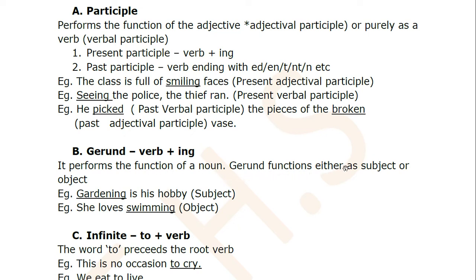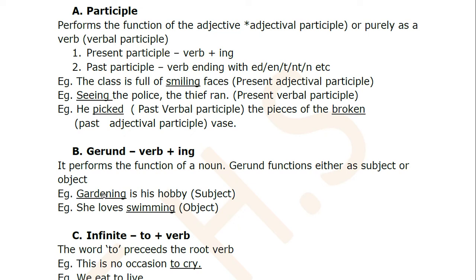Gerund functions either as subject or object. So a noun can be either a subject or an object. Subject means the one doing the action, and object is that on which the action is done. Clear? Okay. So now let's see. Gardening is his hobby. So here you have to look out for verb plus ing. So here you saw verb plus ing is here. Underline it.